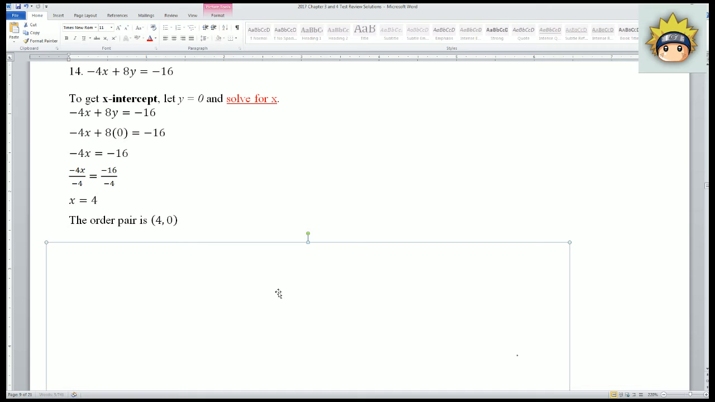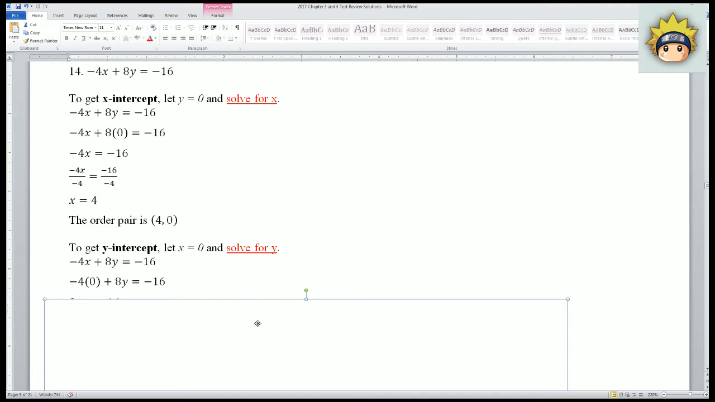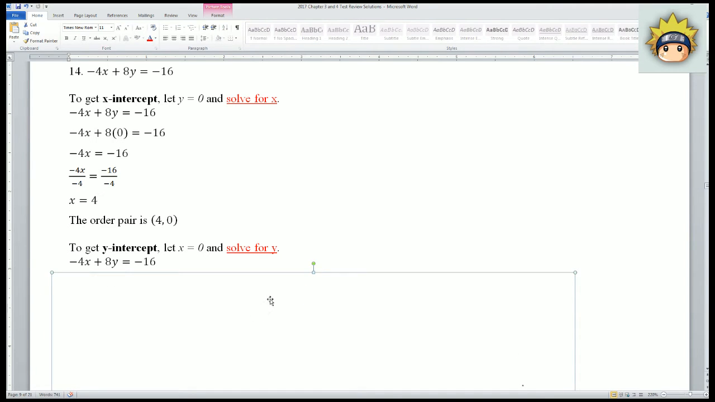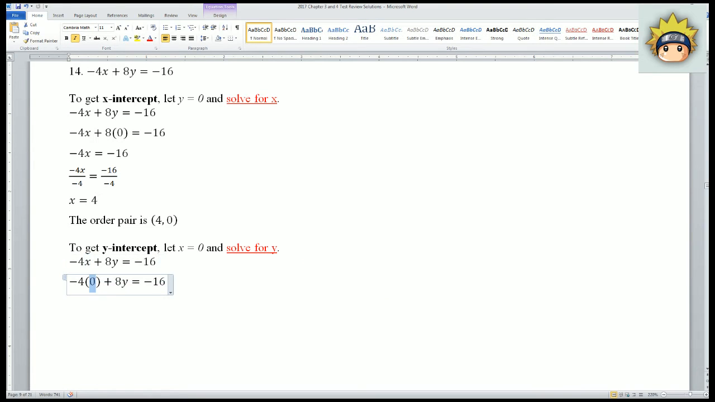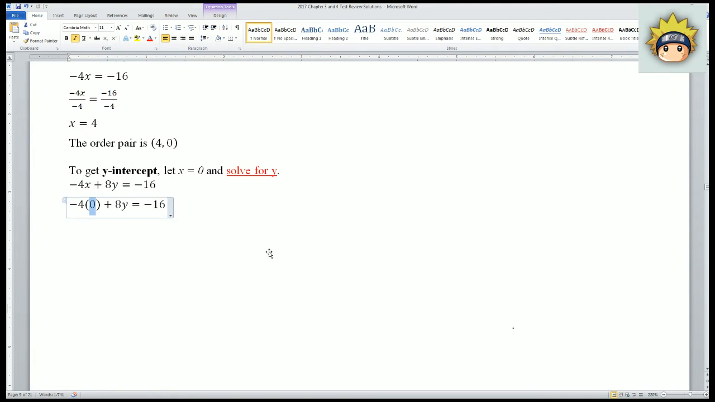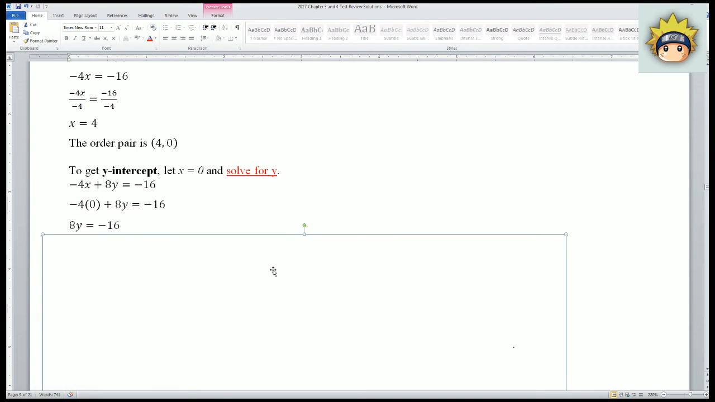To find the y-intercept, we do the same. This time we let x equals 0 and solve for y. Right here, x became 0. Okay, -4 times 0 just becomes 0, so you just write it as 8y equals -16. 8 is attached to y via multiplication, so you do the inverse property of dividing by 8 to both sides.